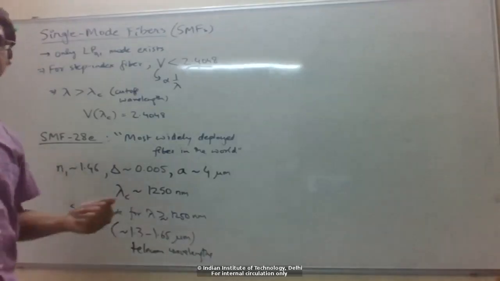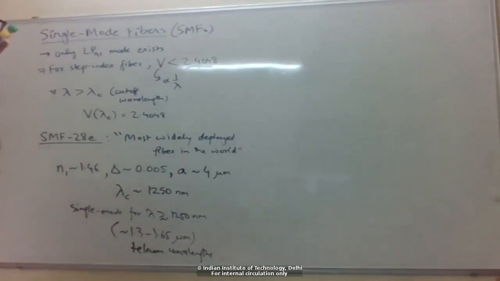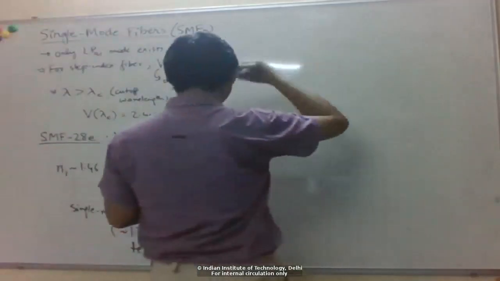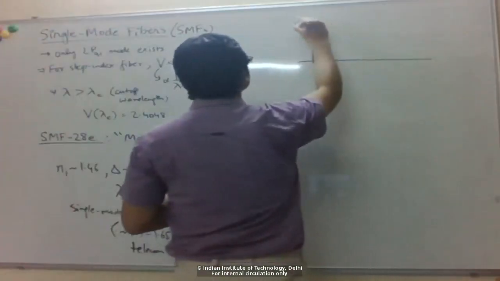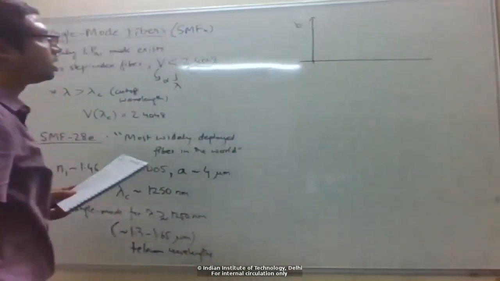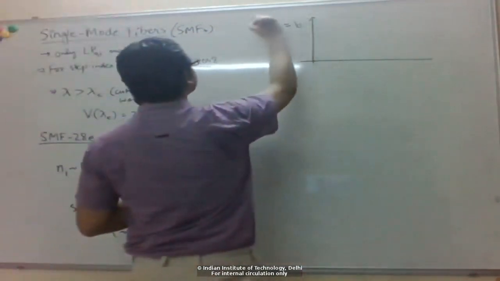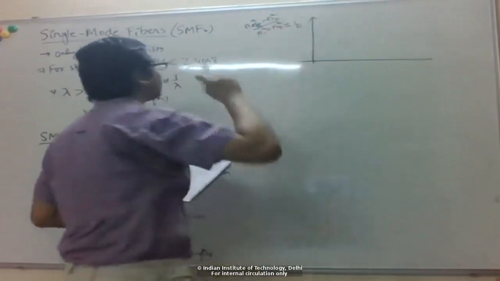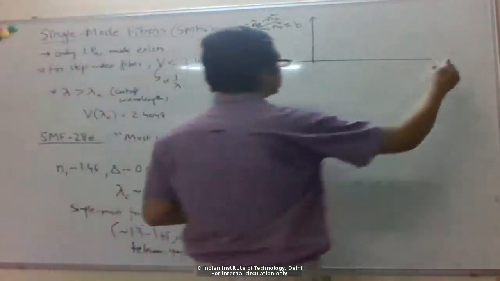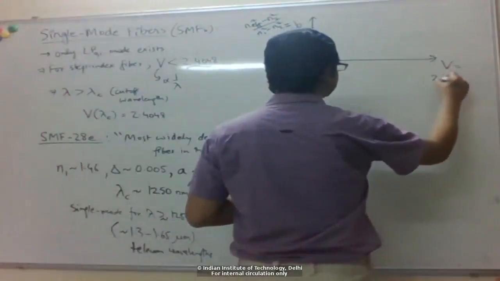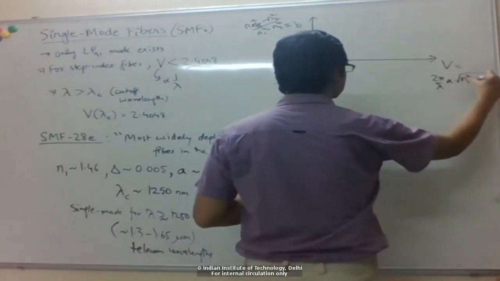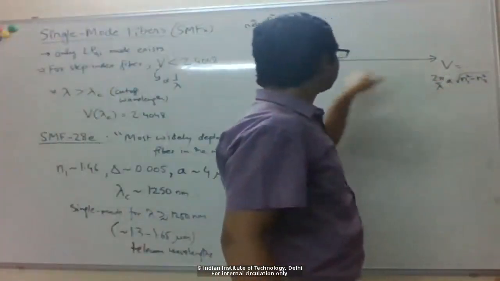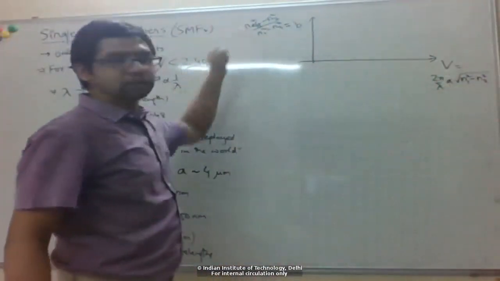Because this is the most widely used fiber, it's good to know some properties of single mode fibers. First, we have this b-V curve, where b is, remember, the normalized propagation constant. For a particular fiber, as I change wavelength, my effective index or propagation constant changes.